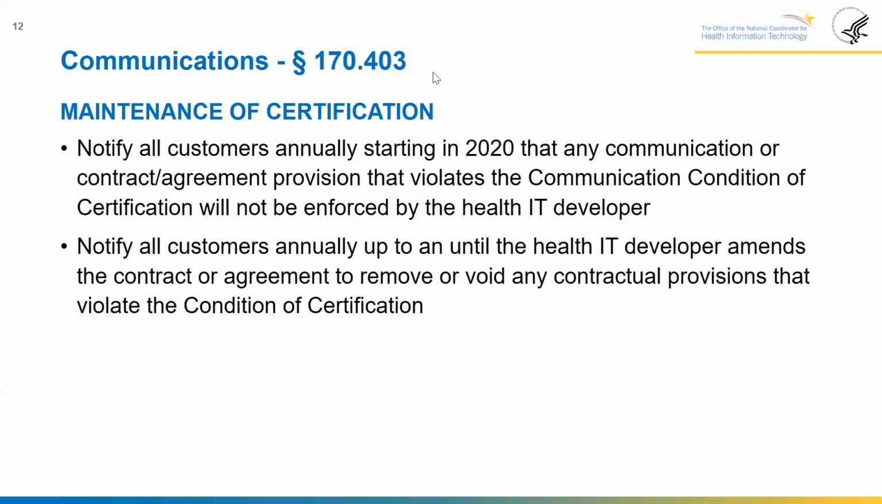The other, I think, bigger provision in terms of impact from a burden perspective, at least how we heard it from developers, was amending their contracts to remove such provisions. What we had proposed was that they needed to do it within a reasonable period of time and no later than 2 years. And what we ended up with in the final rule is that they can continue to notify their customers that they do have these provisions that contravene the communications condition of certification annually until they remove them. But we're not setting a time frame on which they need to remove them.